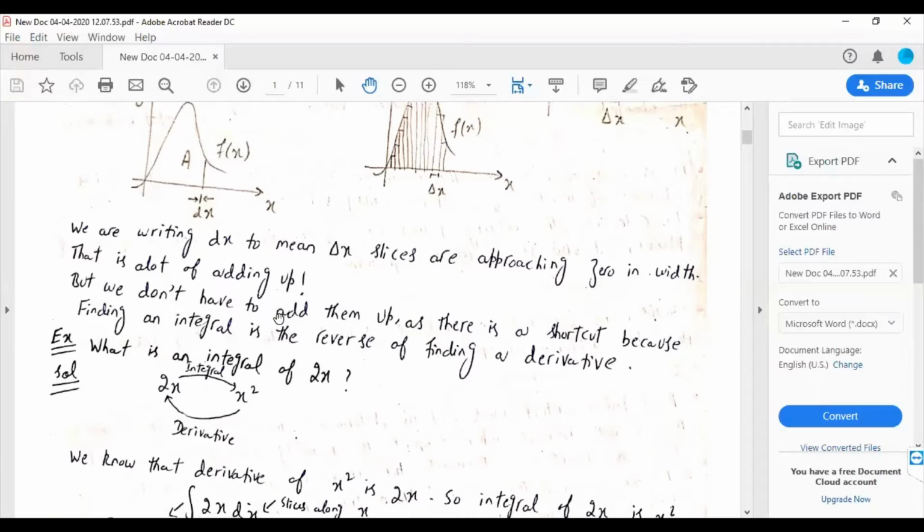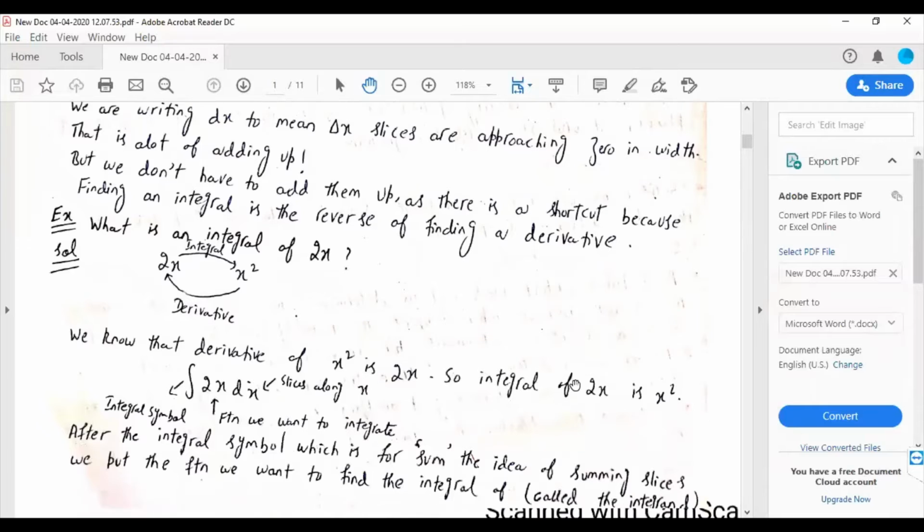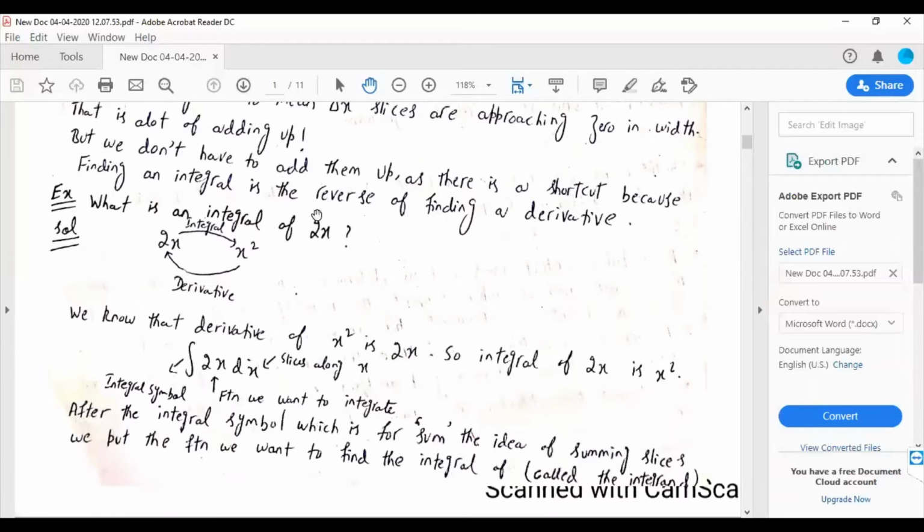So we don't have to add them all, as there is a shortcut, because finding an integral is the reverse of finding a derivative. So if we want to find the integral of the function 2x, the integral of 2x is x square, because the derivative of x square is 2x. So we know that the derivative of x square is 2x, so the integral of 2x is x square.